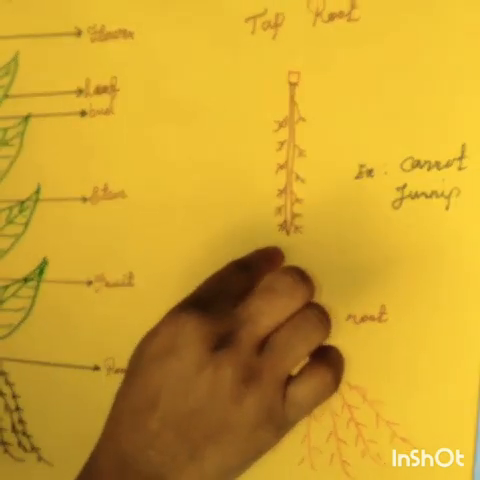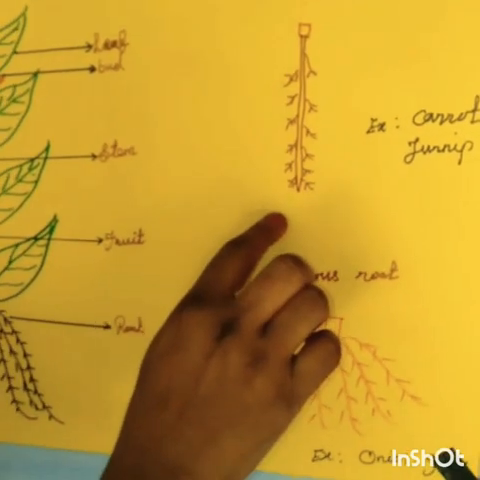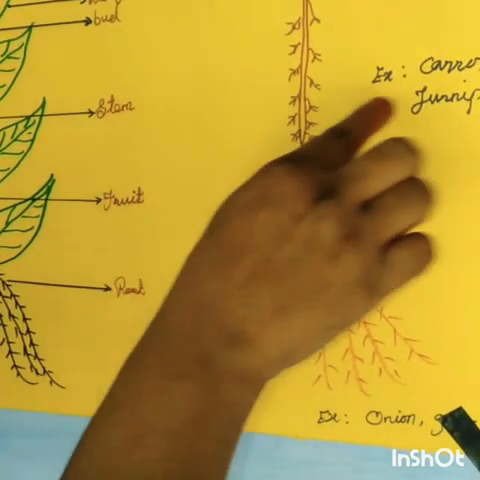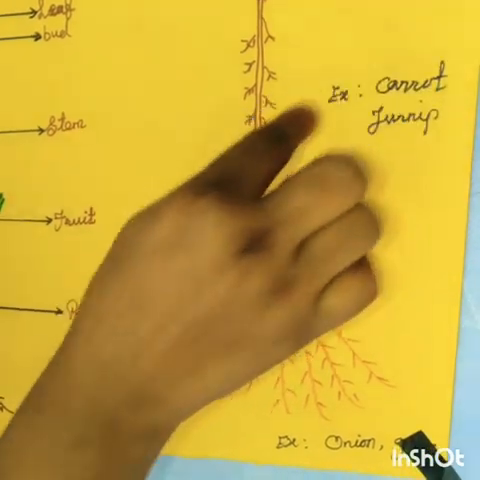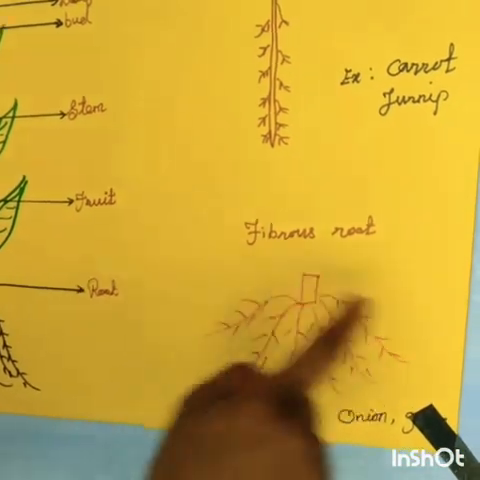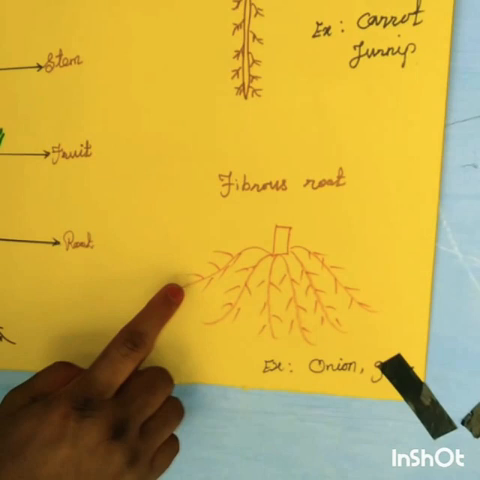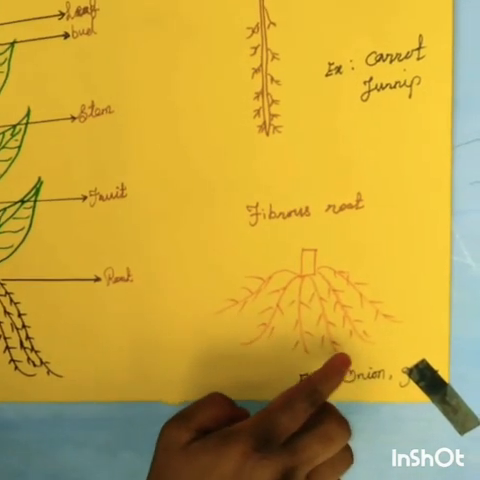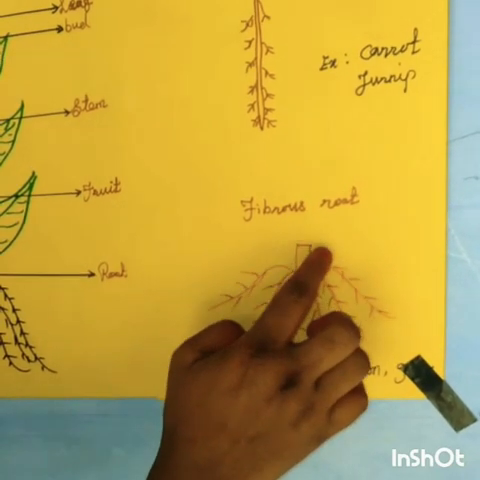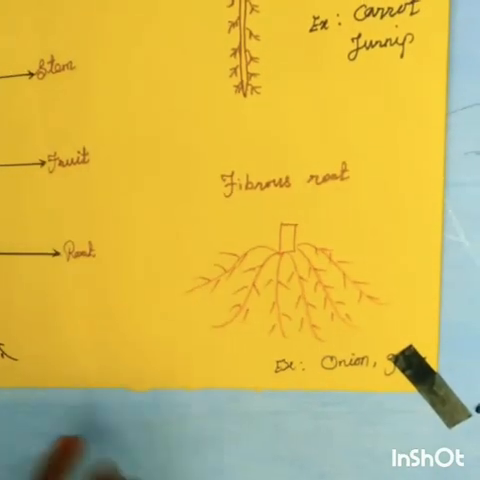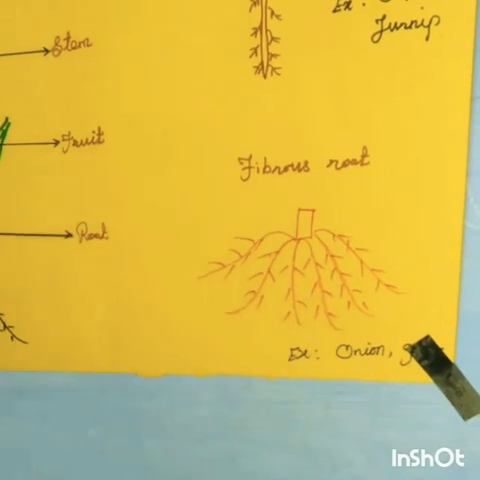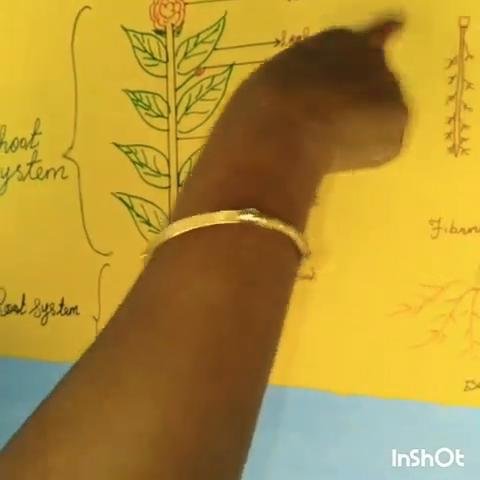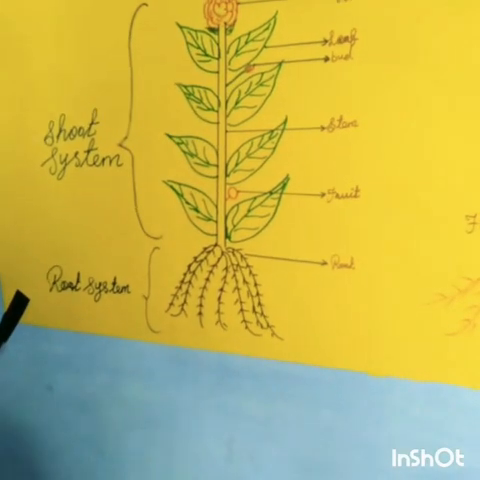This goes totally deep into the soil. Okay, this main root is very strong. Example for the taproot: carrot and turnip. Okay, next we go to see the fibrous root. Fibrous root means a lot of smaller side roots arise from the stem. Example: onion and grass. Okay, we can see the two types of root, taproot and fibrous root.